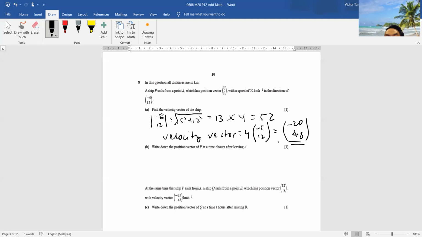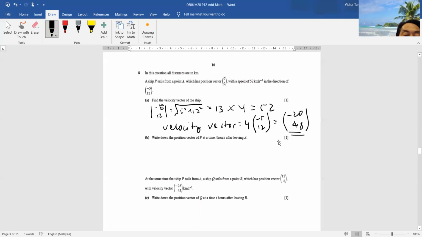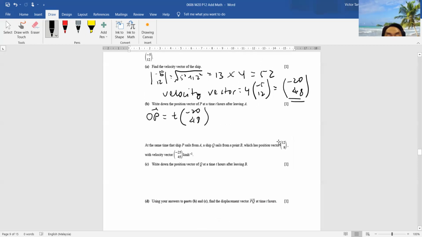Write down the position vector of P at time t hours. So position vector OP would be, the initial position is O, which you don't have to write down, and it will be just t times (minus 20, 48). Okay. At the same time, ship Q sails from a point B, which has position vector (12, 8), with a velocity vector (minus 25, 45). Write down the position vector of Q at time t hours. Likewise, the same way: position vector where it starts, (12, 8), plus t, the time, times the velocity vector.